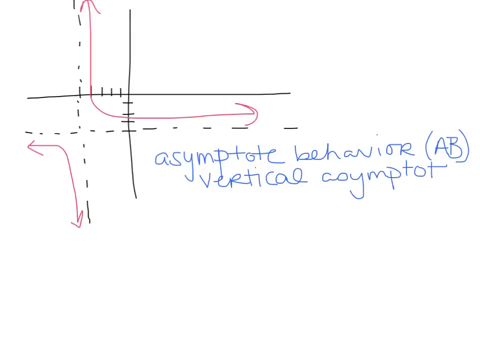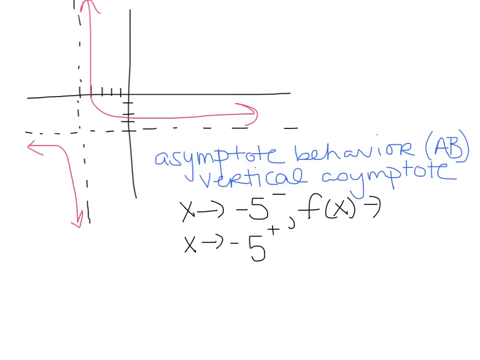So my vertical asymptote has 2 sides. It has a left side and it has a right side. So we write as x goes to -5, and then this minus sign up in the air means the left, f of x goes to. And then we write as x goes to -5 on the right side, the plus means on the right, f of x goes to. Okay, so let's start with as x goes to -5 on the left.